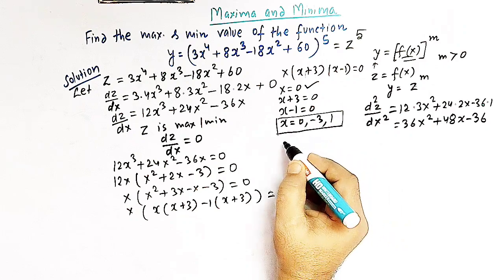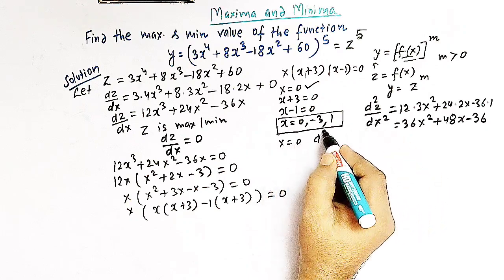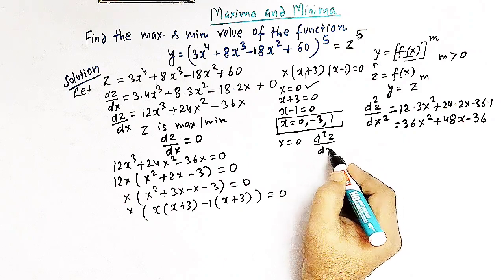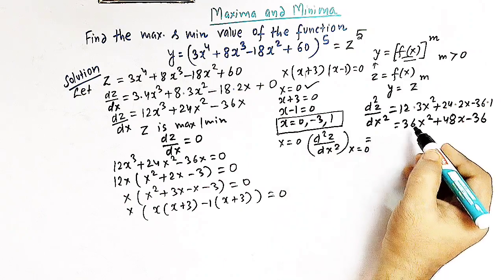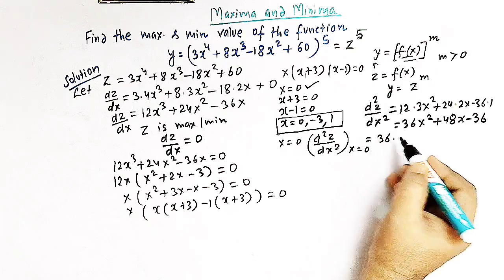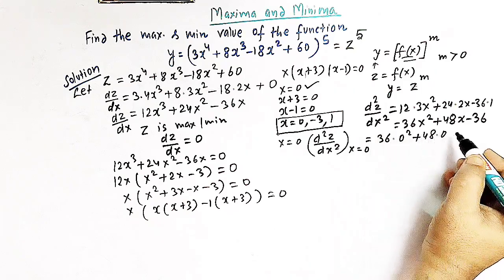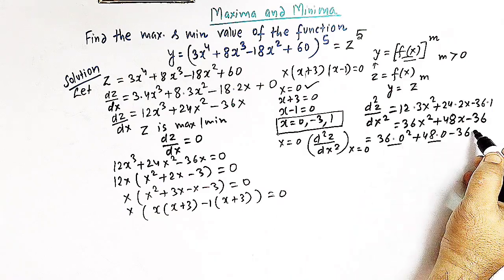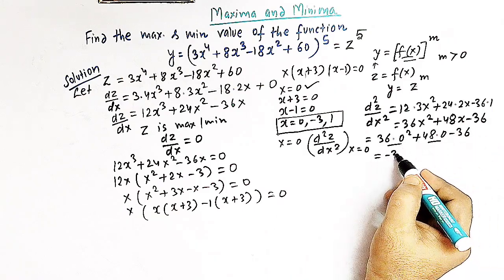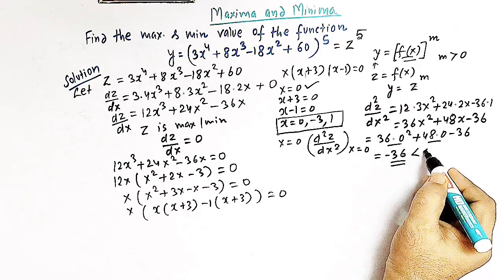So now let us first take x is equal to 0, and let us find out the value of the second derivative at x is equal to 0. So here we have 36 times 0 square, then we have 48 times 0 minus 36. So this term is 0, this is 0, so we have minus 36. Now this is negative, that is less than 0.